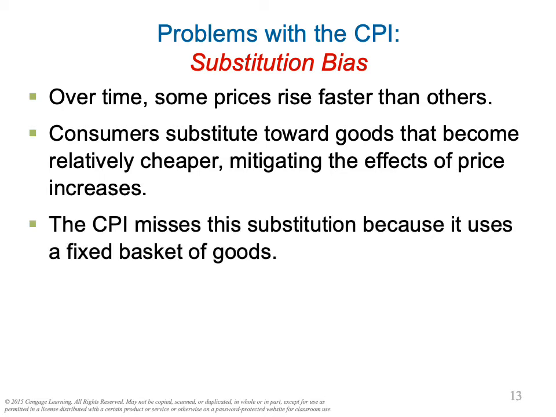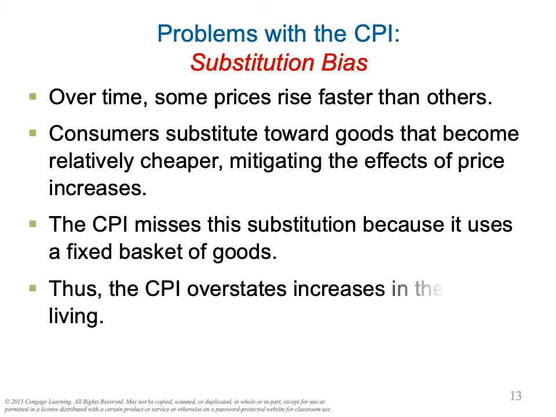The CPI completely misses this substitution because it uses a fixed basket of goods that doesn't change, at least not frequently or in response to people's substitution. And thus, the CPI overstates the increases in the cost of living, just as we saw in the example. All right, so that's one problem with CPI, called substitution bias. Hopefully you understand what it means after going through that exercise.